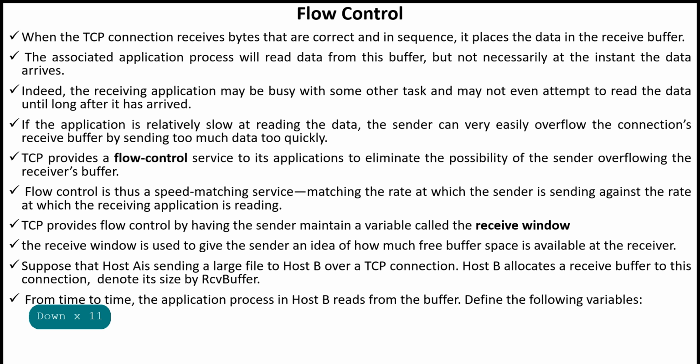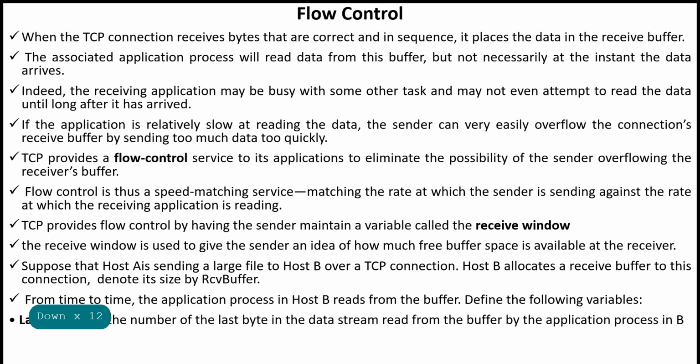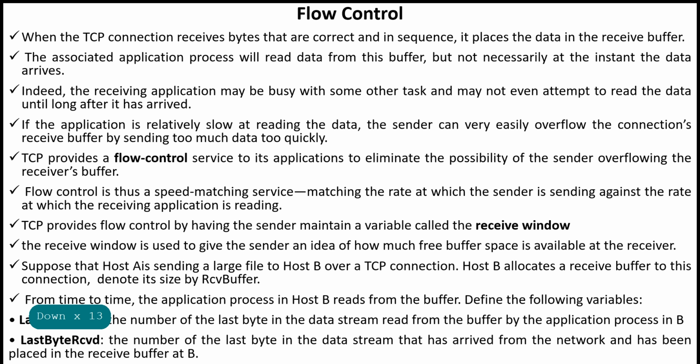Define the following variables. First, last byte read: it is the number of the last byte in the data stream read from the buffer by the application process in B. Next, last byte received: this is the number of the last byte in the data stream that has arrived from the network and has been placed in the receive buffer at B.